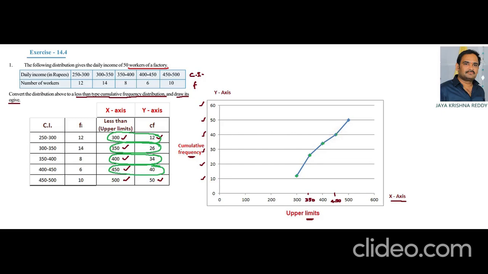So this is the fourth point, and the last point is 550 on the x-axis and on the y-axis it is 50. So this is the point. So after getting these points, we have to connect each two points with a straight line. So this is nothing but the less than type ogive.